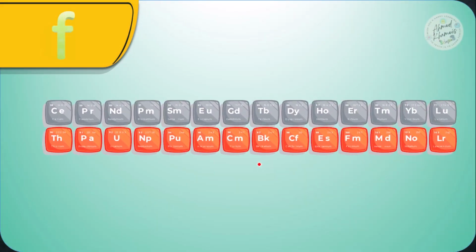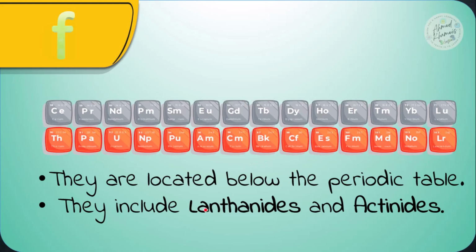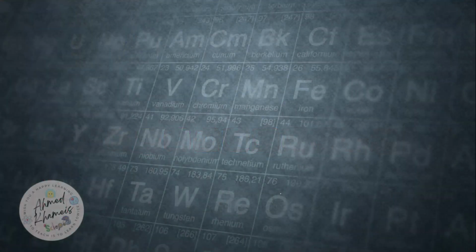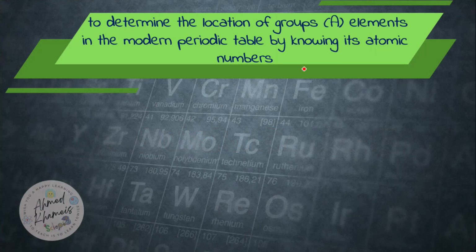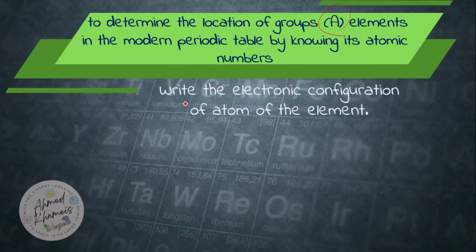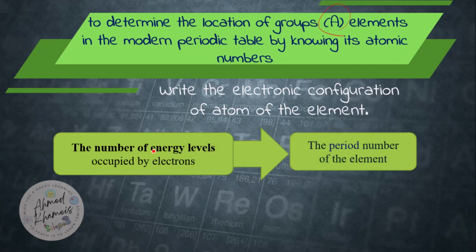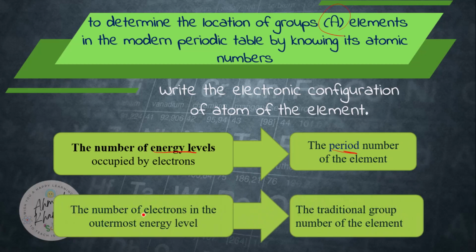Finally, the F block is below the periodic table. It includes the lanthanides and the actinides. We can determine the position of an element of group A by knowing its atomic number. First we write the electronic configuration of the atom. The number of energy levels indicates the period of the element, and the number of electrons in the outermost energy level indicates the number of the group.